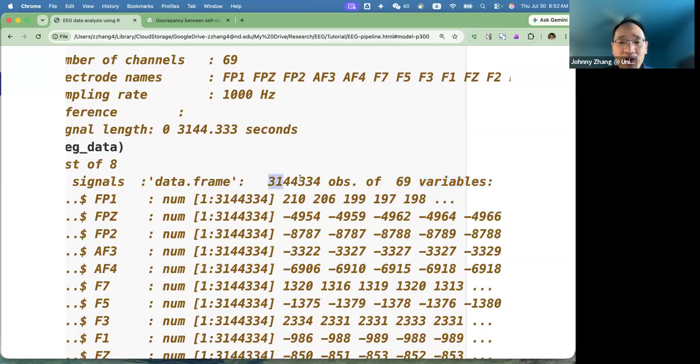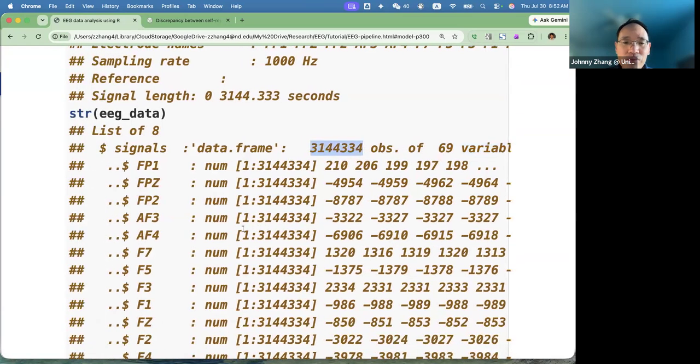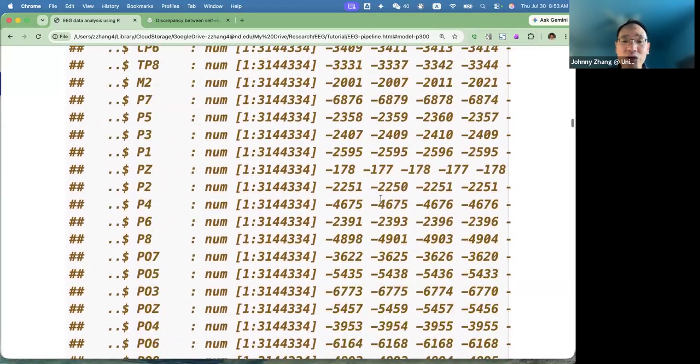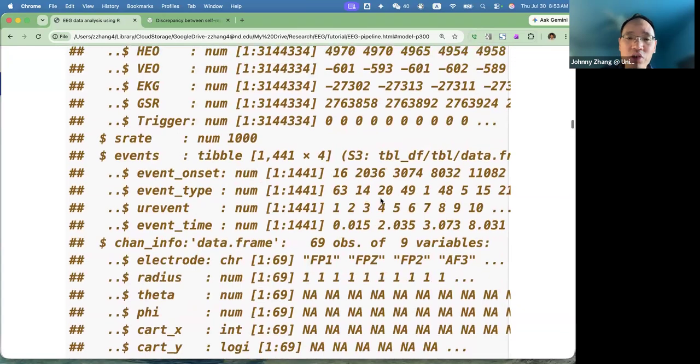And then we also have the number of observations. Number of observations basically means the number of data points we have in the data set. And remember, for each second, we have 1,000 values. So in total, it is multiplied by 1,000. So we have more than 3 million values on each channel. Okay. So these are the signals, the main information, time series information.